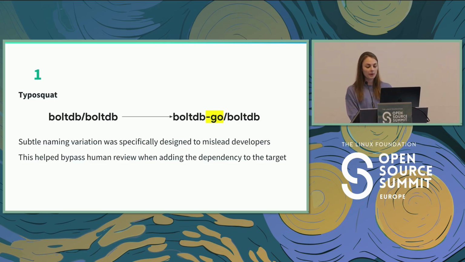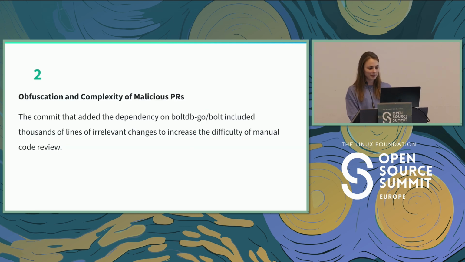This helped to ensure that when they added the dependency on the malicious package to the target library, it didn't stick out as something obviously suspicious, like if the package was called evil backdoor package or something. Secondly, the commit that added the bad dependency to the cryptocurrency package also included thousands of lines of formatting changes and other irrelevant details, spread over multiple files, to intentionally increase the difficulty of manual code review. I'm sure anyone here who does code reviews knows how challenging a PR with thousands of lines of code would be to review, and it's all too easy to see how something like this could slip through.